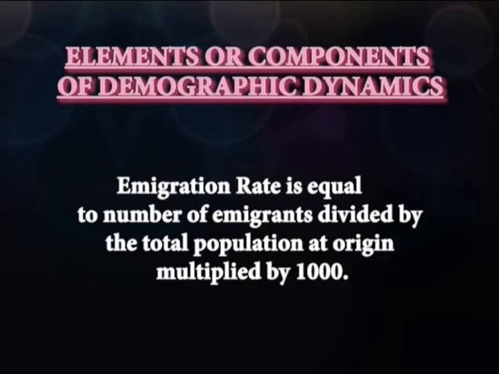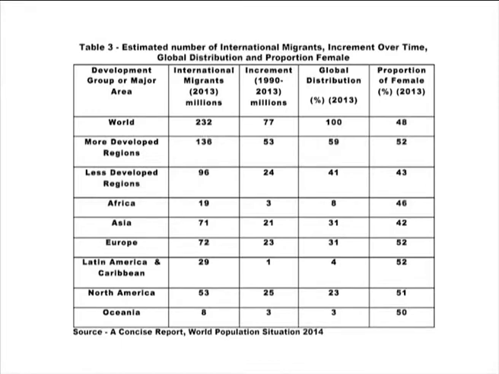Emigration rate is equal to number of emigrants divided by total population at origin multiplied by 1,000. Table 3 shows the phenomena of international migration in terms of number of migrants in 2013 and increment in change between 1990 and 2013. Also, the proportion of female migrants along with global distribution is shown.